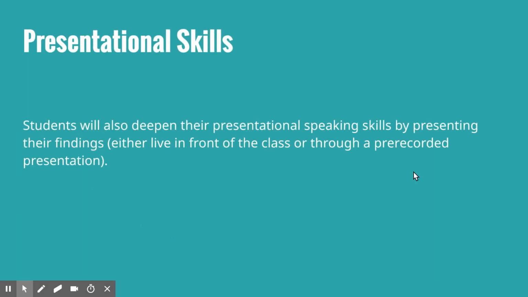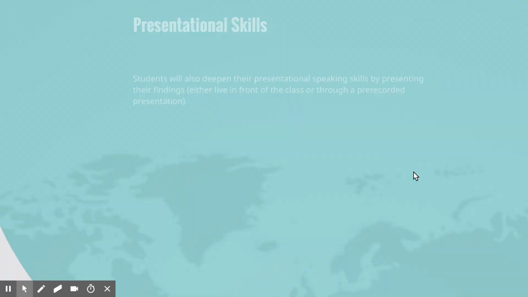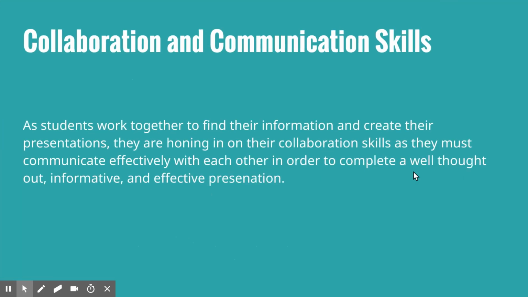And then, of course, presentational skills, which is an important 21st century skill that they must have. And they'll deepen their presentational skills by presenting their findings. And we're giving them the option of either presenting it live in class, or they can do it through a pre-recorded presentation. And then lastly, their collaboration and communication skills.